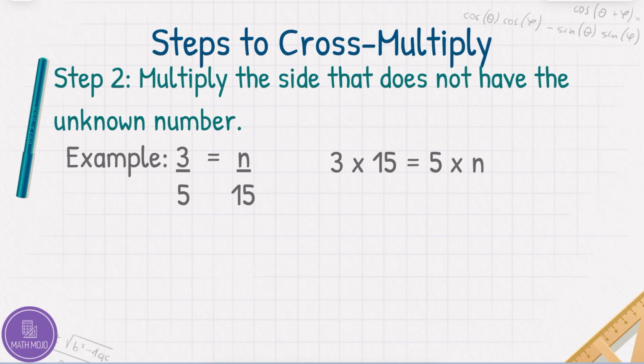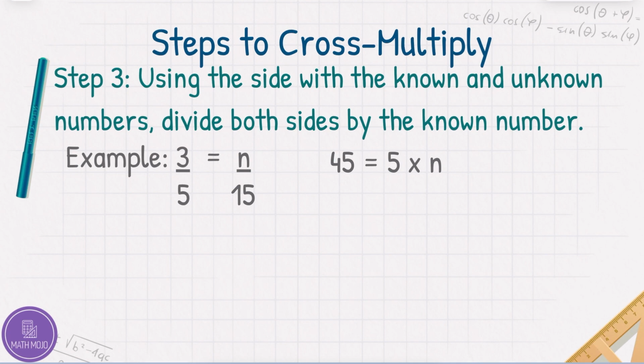Now, step 2 is to multiply the side that does not have the unknown number. So in this case, this is the side that does not have our unknown number. So we get 3 multiplied by 15, which gives us 45. And then we get 5 multiplied by n, since we didn't do anything on this side over here.